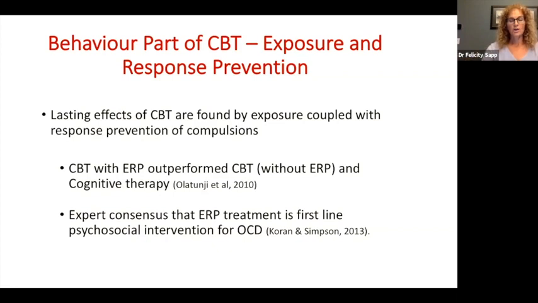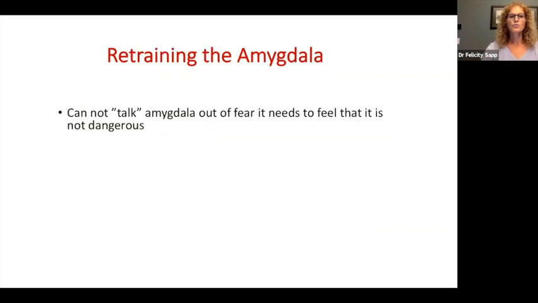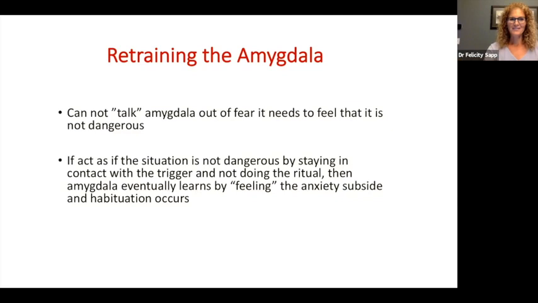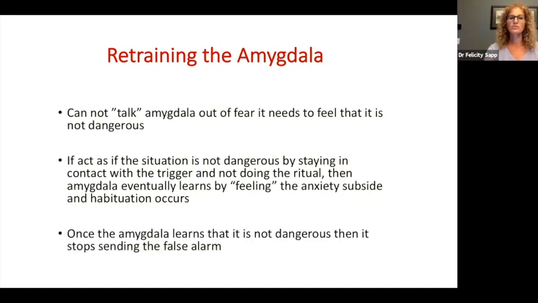And so we are seeing that it is the first line of psychosocial intervention for children, teens, and adults. So really with OCD, what we're trying to do is retrain that amygdala. And you can't talk the amygdala out of its fear because it's in the feeling part of the brain, so it just needs to feel that it's not dangerous. And so by acting as if the situation is not dangerous, by staying in contact with that trigger and not doing the ritual, then eventually the amygdala learns that the anxiety goes down, and that's how habituation occurs. And then once the amygdala learns that it's not dangerous, it will stop sending that false alarm.